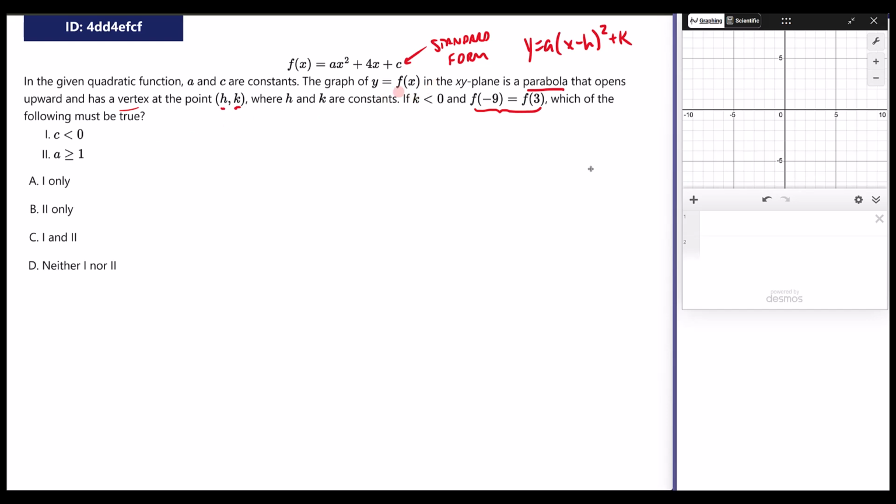What are we given? We are given the standard form equation for this parabola, for this quadratic. We are told that the parabola opens upward. We are told that the vertex is at h comma k. We are told that the y coordinate of the vertex is less than 0. And again, we are told that there are these two points, -9 and then some y value, and 3 and some y value, where these two y values are equal to each other. So these will be 2 points on the same horizontal line. Again, we'll deal with that in a moment. And then what do we need? We need which of the following must be true.